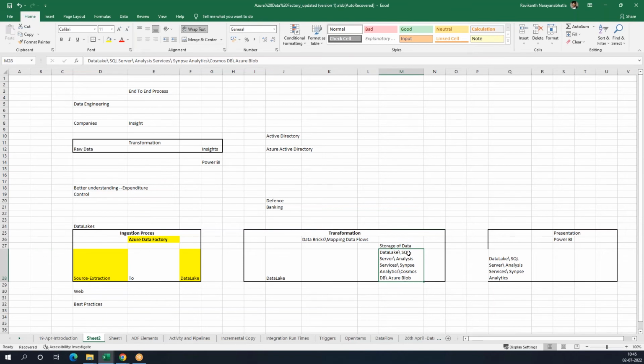After that it will be SQL Server, where we can ramp up and ramp down, but still it's costlier than a data lake. Analysis Services is a little costlier than SQL Server, and then Synapse and Cosmos. Everything has its own pricing tiers, but there are a huge number of options available for storage.